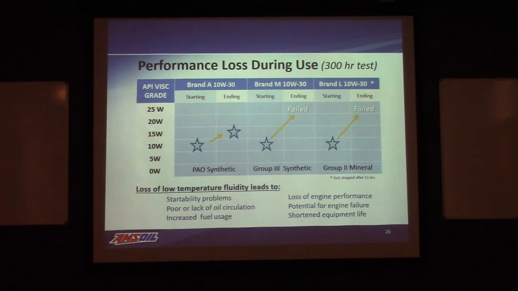And this was some of the stuff. Lack of performance here, startability problems, poor or lack of oil circulation. Another thing, even if you're not dealing with cold climates, this thickening oil is going to cause increased energy consumption. Your fuel economy is going to go to heck in a handbasket. Big thing there. Loss of engine performance. Hey, if you're not circulating the oil, good chance there's going to be an engine failure. And it's certainly going to shorten the life expectancy of the equipment itself.